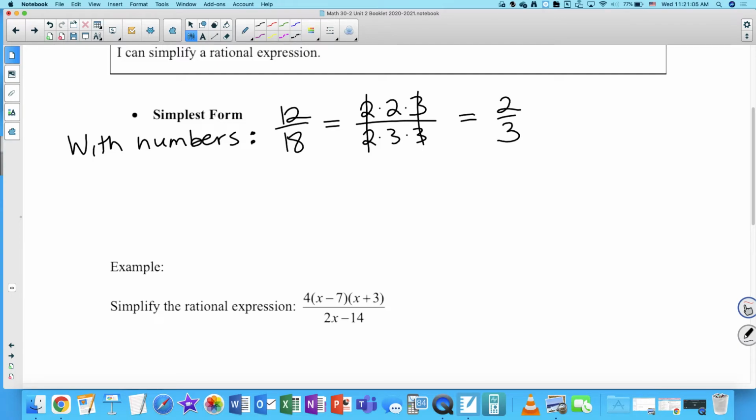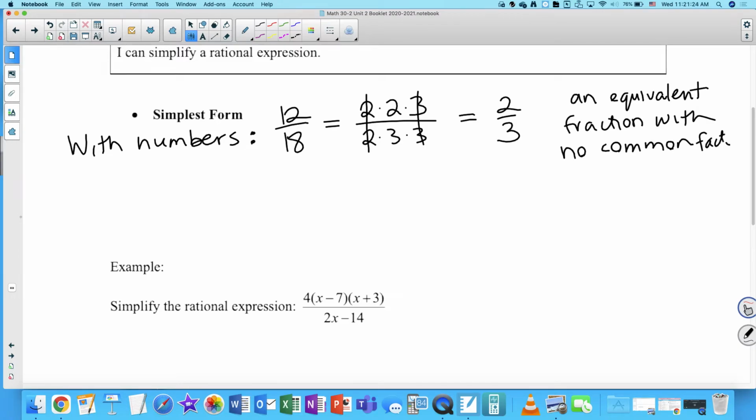Okay? So simplest form is an equivalent fraction with no common factors. I should say other than 1, right? 1 is a common factor in the numerator or denominator.